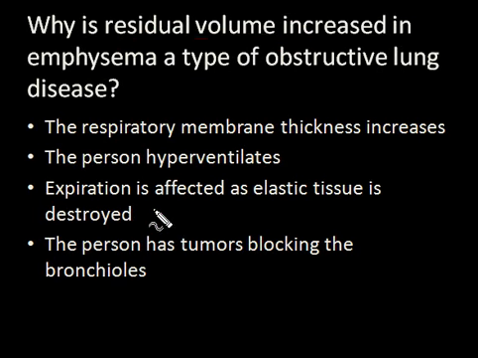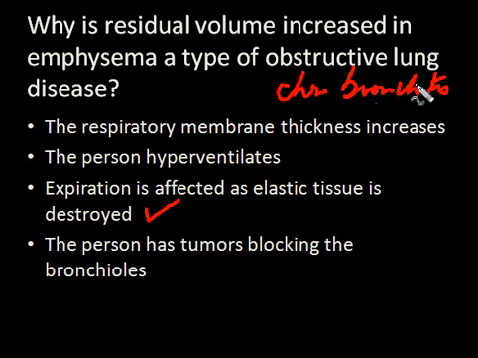And in the other kind of obstructive lung disease, which is chronic bronchitis, the reason is different, because it's not that the elastic tissue is destroyed. There it's because there's fibrosis of the mucosa, and because of irritation, mucus plugs are formed, and that prevents air from leaving the lungs. So air gets trapped and residual volume increases, though not as much as in emphysema.